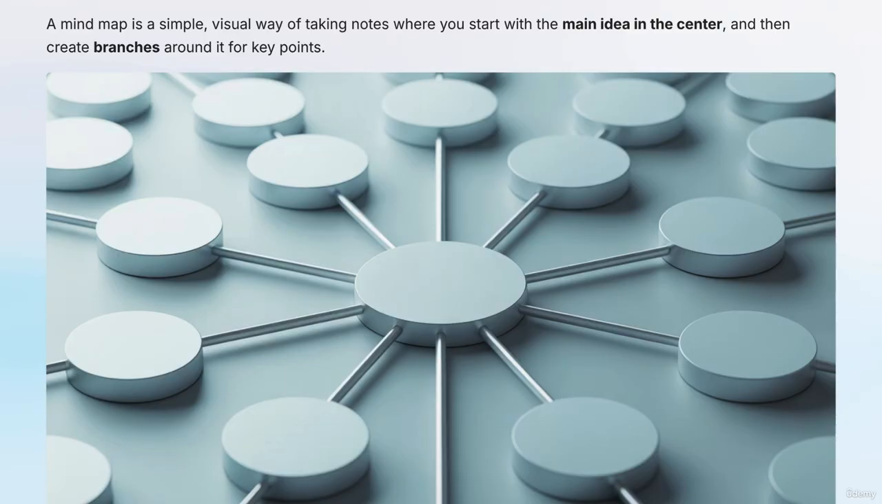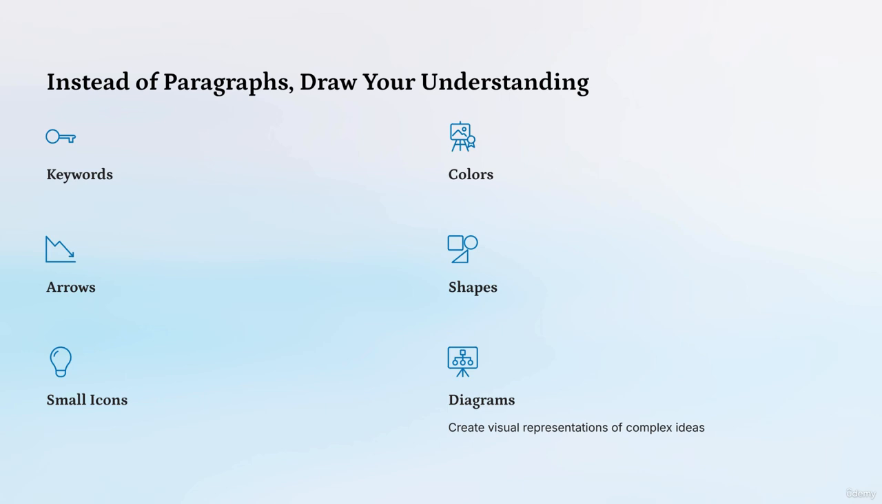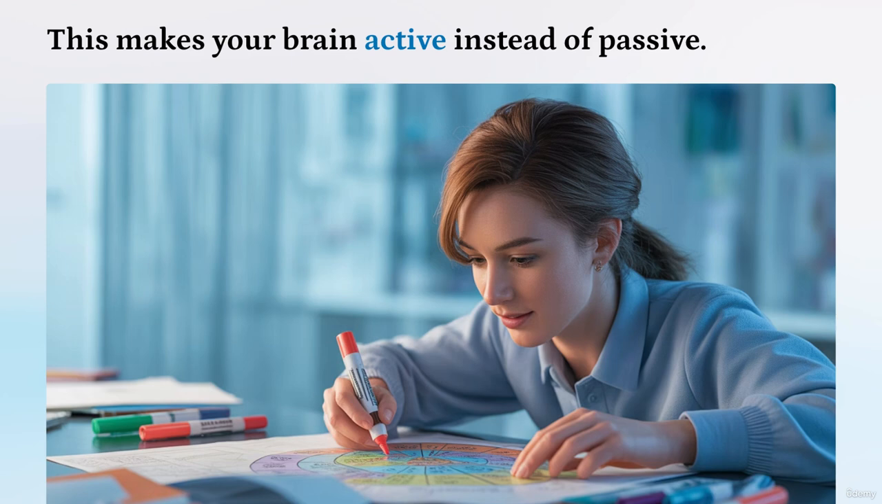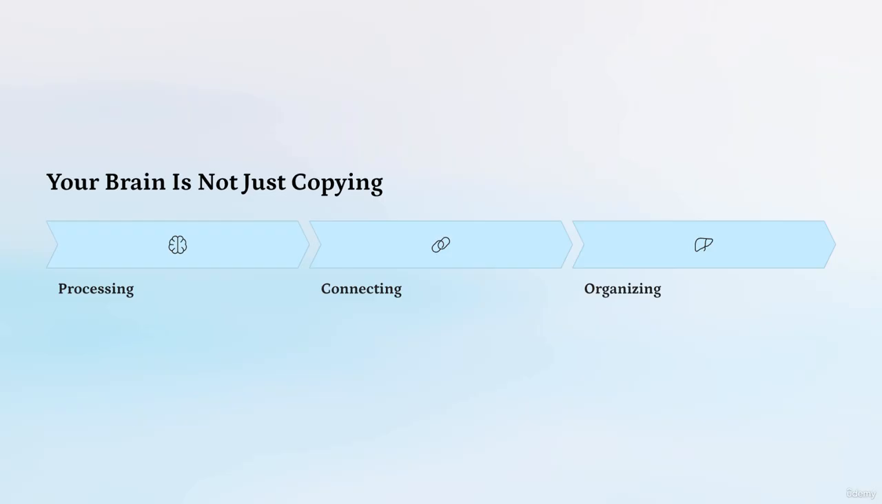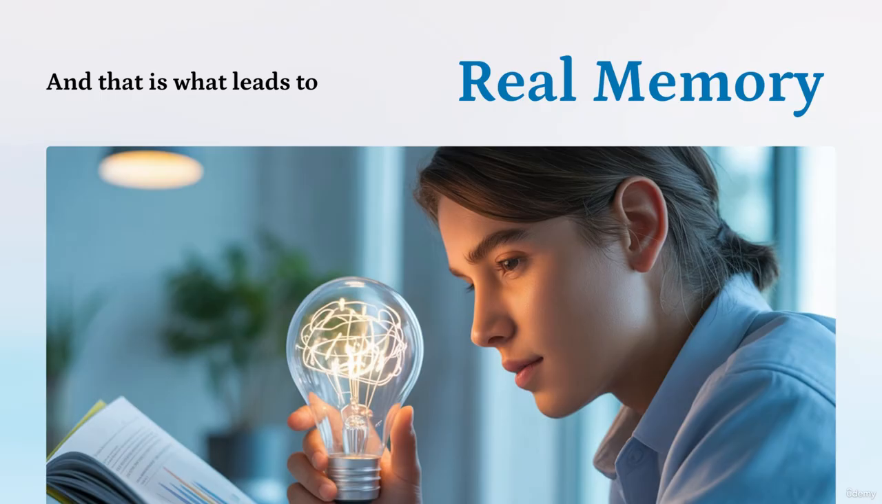A mind map is a simple visual way of taking notes where you start with the main idea in the center and then create branches around it for key points. Instead of writing notes in paragraph forms, you draw your understanding. You use keywords, colors, arrows, shapes, small icons, and diagrams. This makes your brain active instead of passive. When you make a mind map, your brain is not just copying, your brain is processing, connecting, and organizing information. And that is what leads to real memory.